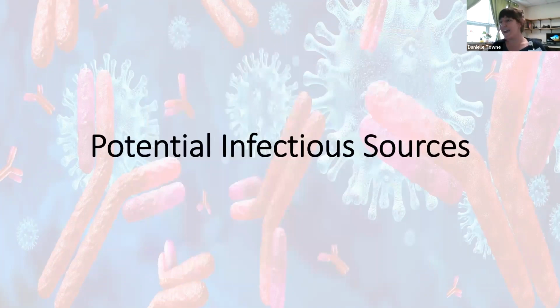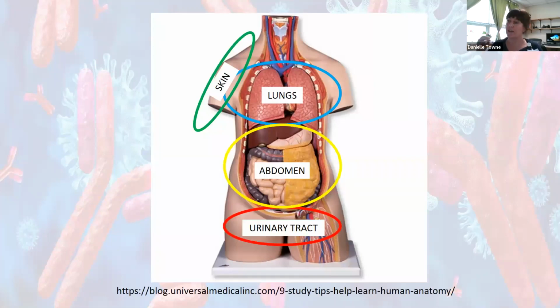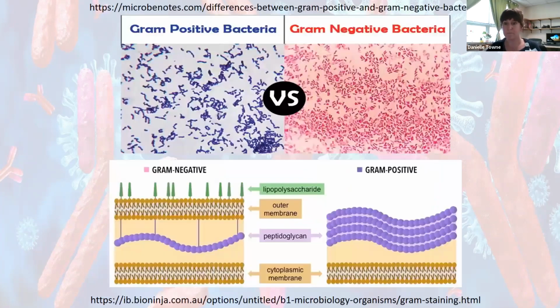All right, so where can you potentially see these infectious sites in the body, right? So the 4 big areas are skin, lungs, abdomen, and your urinary tract. The most common places for infections to flourish.